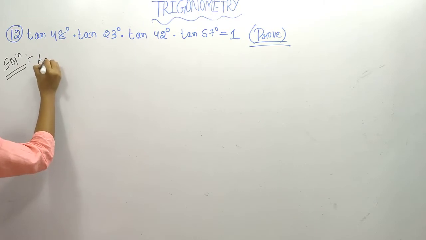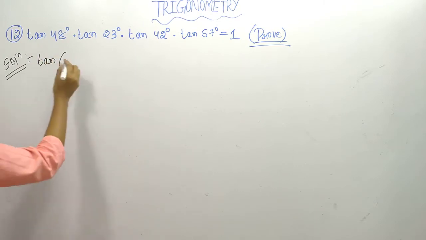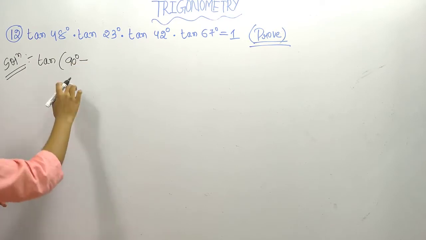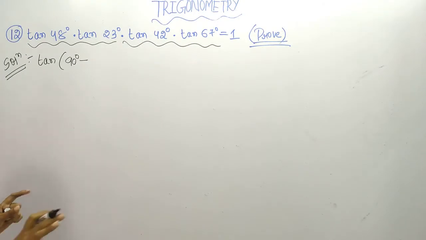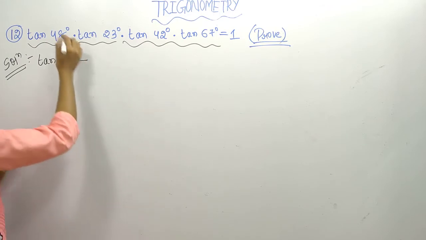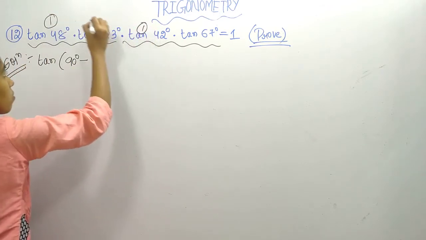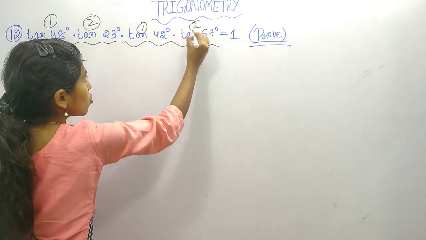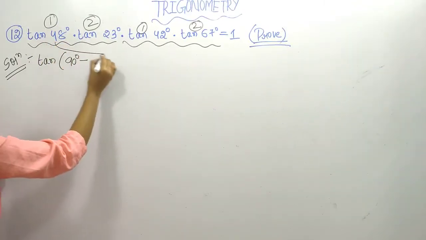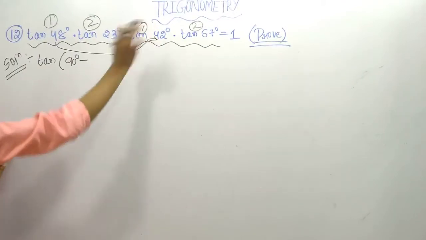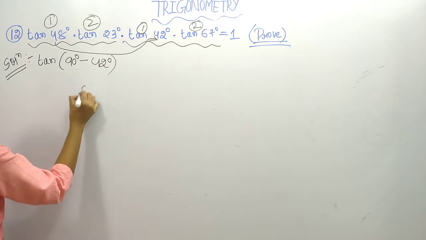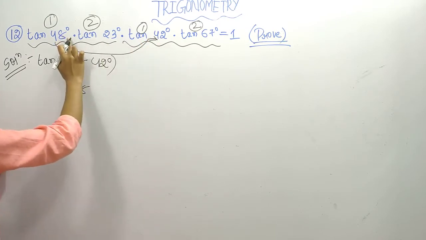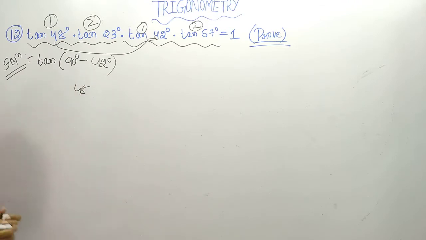First you write tan. Here I have said 90 degrees minus. You divide the angles into two pairs. For 48 degrees, this is 1 and this is 1, this is 2 and this is 2. So 1 and 1 will connect. What is the degree here? 42, so you write 42 degrees. 90 minus 42 is 48. So instead of 48 we have written 90 minus 42.